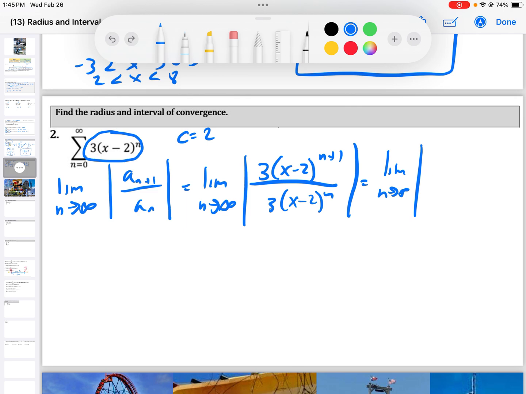So now I'm going to rewrite, see if I can cross some stuff out. The 3's, I'm going to cancel out the 3's. But the (x minus 2) to the n plus 1, I can write that as (x minus 2) to the n times (x minus 2), over (x minus 2) to the n, in the absolute value.